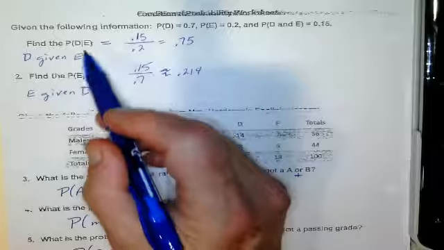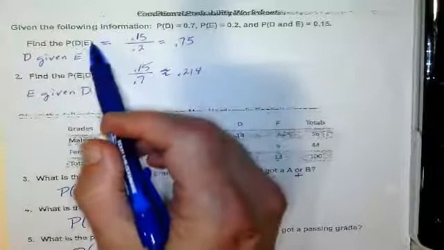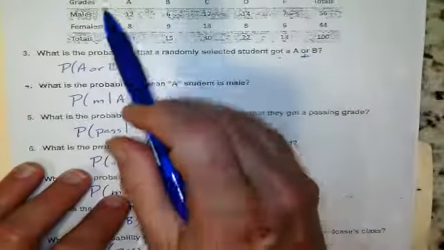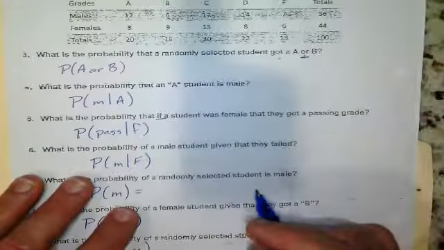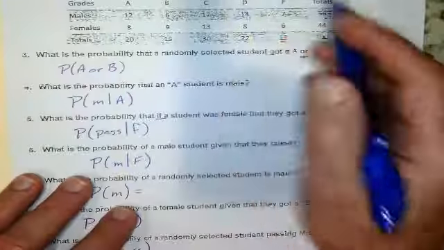Okay, so this vertical bar means given, means there's a condition. So we'll look at this one. We've got this table here. These are the following table of grades from Miss Hardcastle's English classes.